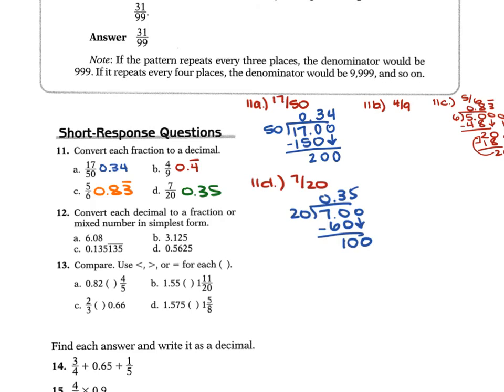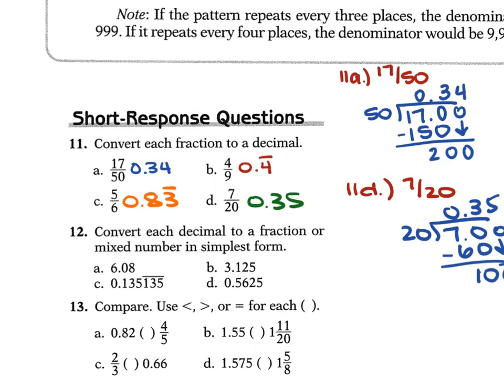For 12, we convert each decimal into a fraction or mixed number in simplest form. So for A and B, we have a whole number. For A, our whole number is 6. For B, we have a whole number of 3. So those are going to be the whole numbers of our mixed numbers, regardless. For A, we are given 6.08. So that 8 is in the hundredths place. So that's going to be 8 over 100, which simplifies to be 4 over 50, which is 2 over 25. So it's 6 and 2/25.